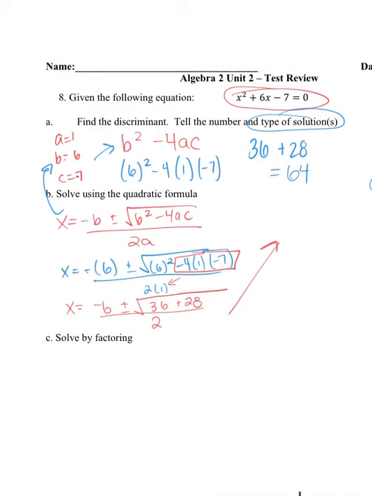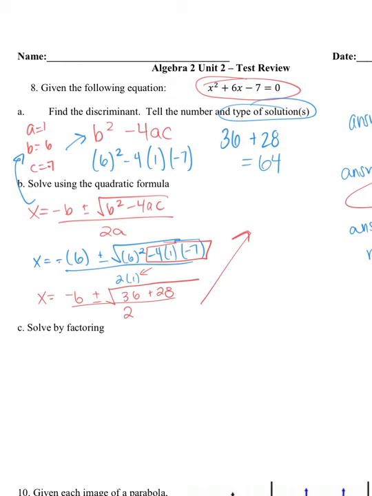Okay, and now I'm going to bring it up to the top a little bit more because I don't have much room. So I'm going to go ahead and simplify this again. So now I have x equals negative 6 plus or minus the square root of 36 plus 28. And we know that from above, it's 64, all over 2. Okay? And then my last step is just to take the square root of 64. And I know that the square root of 64 is 8.